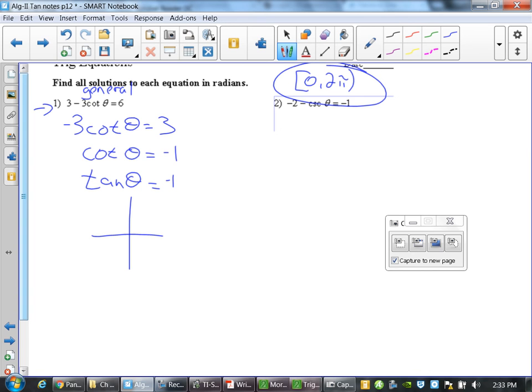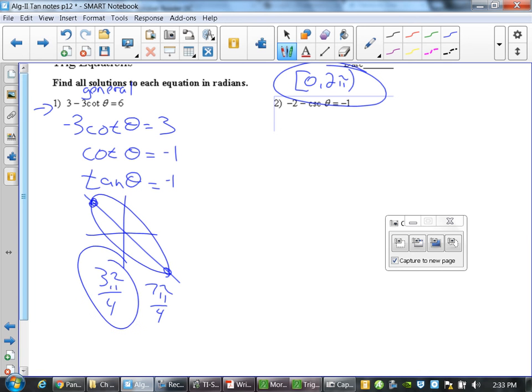Where is tangent negative 1? 135 and 315 degrees. I don't like radians. Well, 3 pi over 4 and 7 pi over 4. They are the same distance apart, so you can add n pi. So your answer is 3 pi over 4 plus pi n.